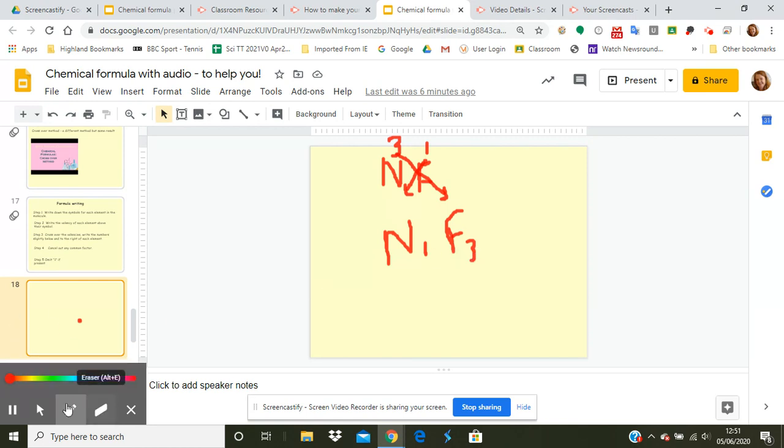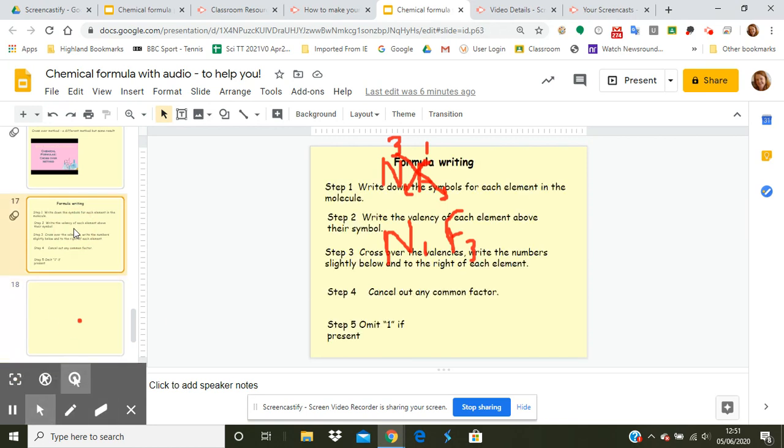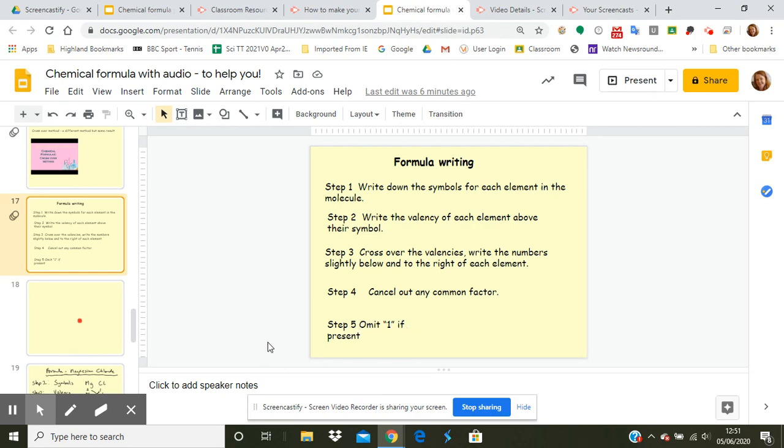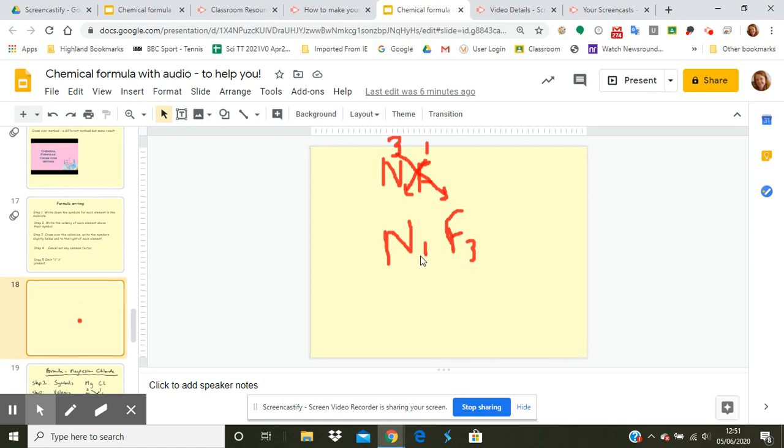Now, next step, cancel out any common denominator. We don't have a common denominator between 1 and 3, so we don't do that. So the next step is omit 1 if there's a 1 there. There is a 1, so we go back and delete that 1. I've got an eraser here, which is handy. Now that is the formula for nitrogen fluoride, NF3.